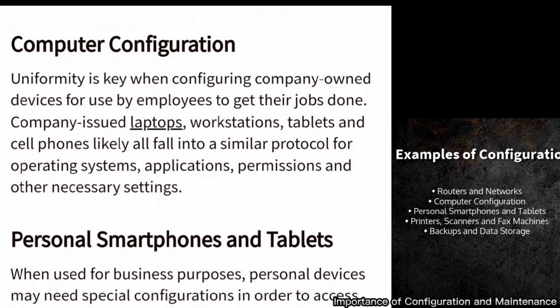Next, we are moving on to computer configuration. Uniformity is the key when configuring company-owned devices for use by employees to get their jobs done. Company-issued laptops, workstations, tablets, and cell phones likely all fall into a similar protocol for operating system, application, permission, and other necessary settings. Next, moving on to personal smartphones and tablets.